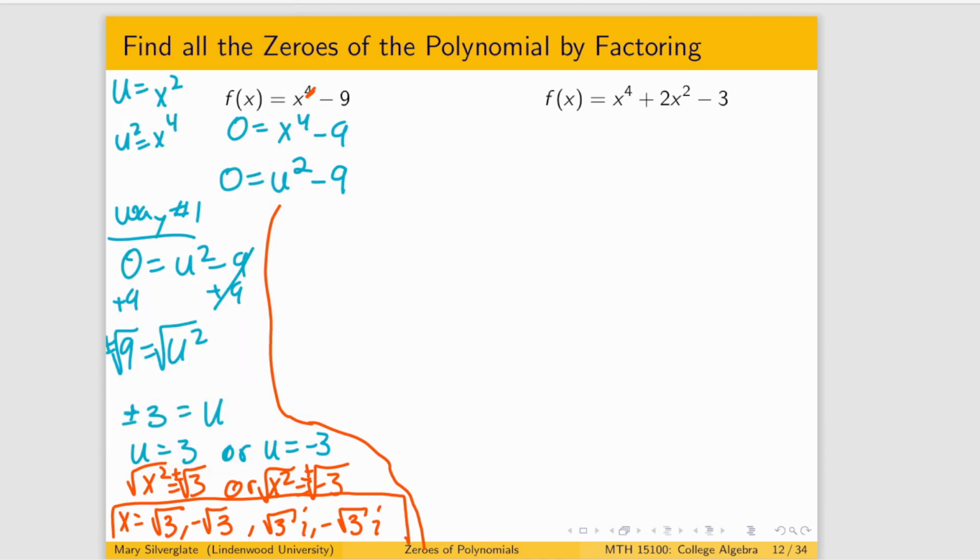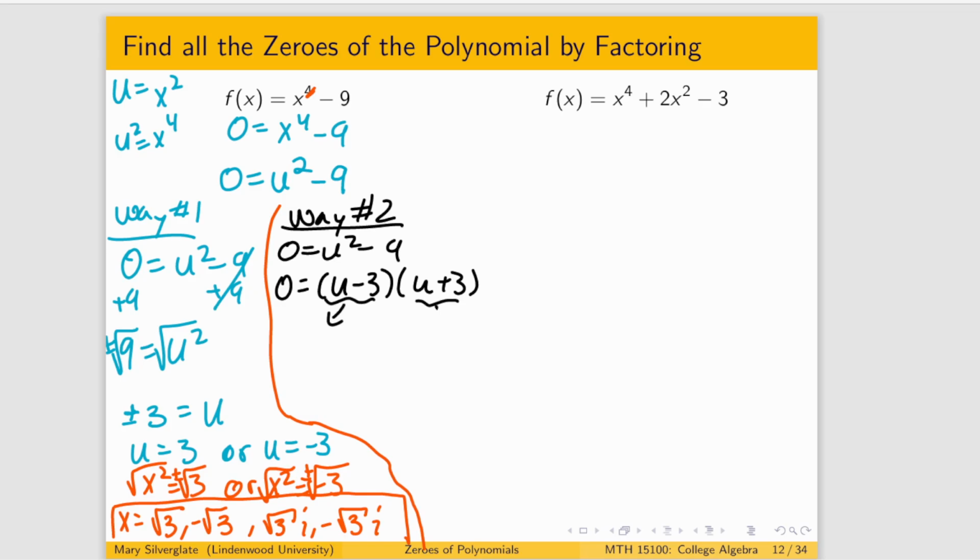So for way number 2, if I have 0 is equal to u squared minus 9, I know that this factors into u minus 3 times u plus 3, because I'm asking myself what multiplies to negative 9 and adds to 0. So if I now set up my two mini equations, I either have u minus 3 is equal to 0 or u plus 3 is equal to 0. For the first mini equation, I want to add 3 to both sides to undo subtracting 3, so u could be 3, or subtract 3 from both sides for the other one, so u could be negative 3.